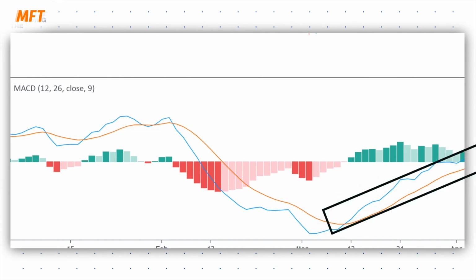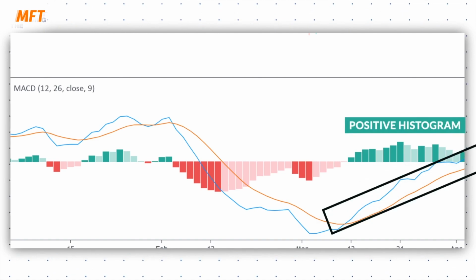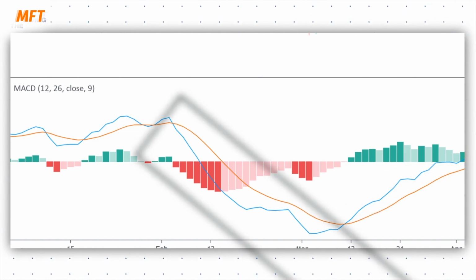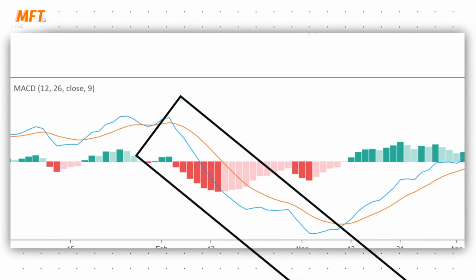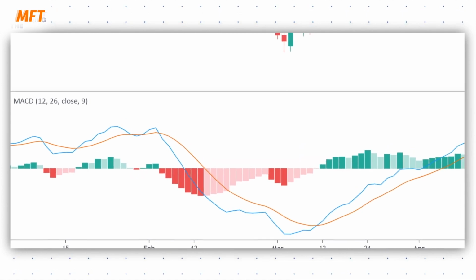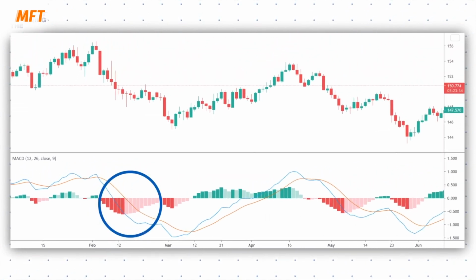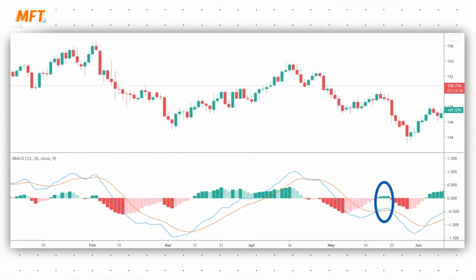The periods when the MACD line is above the signal line will result in a positive value for the histogram, so we will see these green bars forming. Whereas when the MACD line is below the signal line, this will result in a negative value for the histogram, so we see these red bars forming. The farther away the MACD and signal lines, the bigger the bars on the histogram will be. A smaller histogram occurs when the lines are close together.